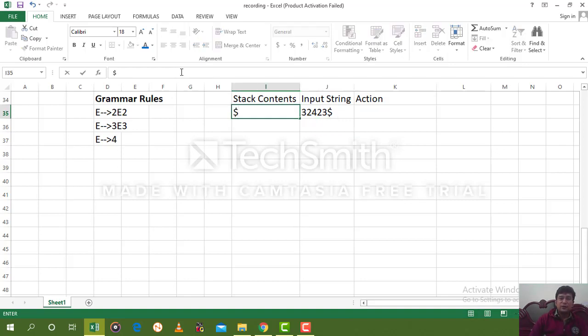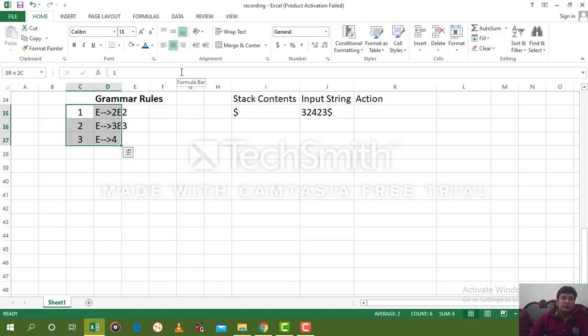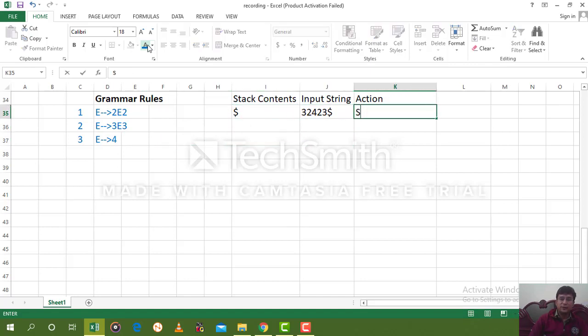The stack will contain a dollar in the beginning. Let's number these rules 1, 2, 3, just for the sake of our convenience. So we have a 3. What should we do with the 3? Can we shift 3 on the stack? Obviously, we can. So let us shift this 3 on the stack. Now we remain with 2, 4, 2, 3, and a dollar in the input string.